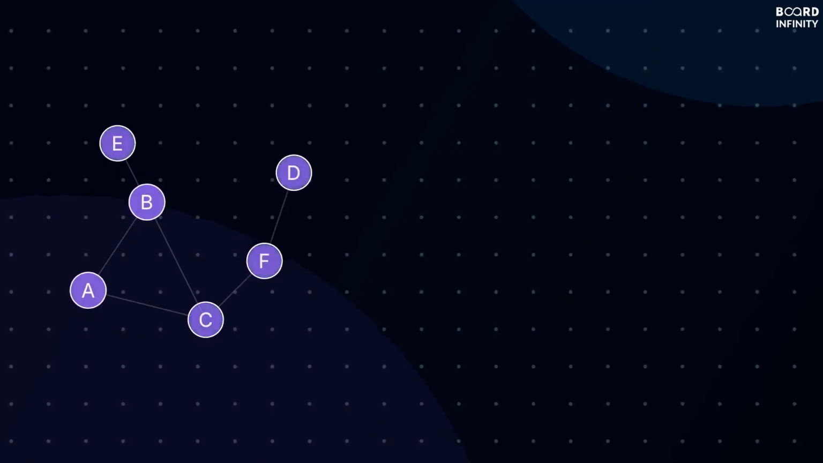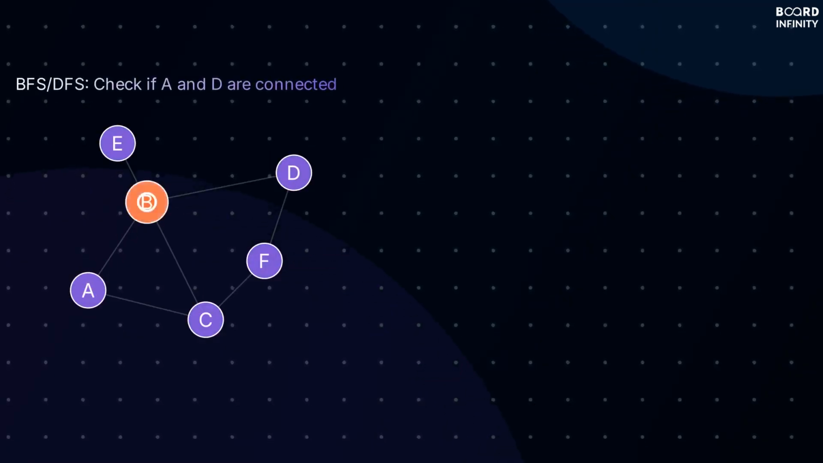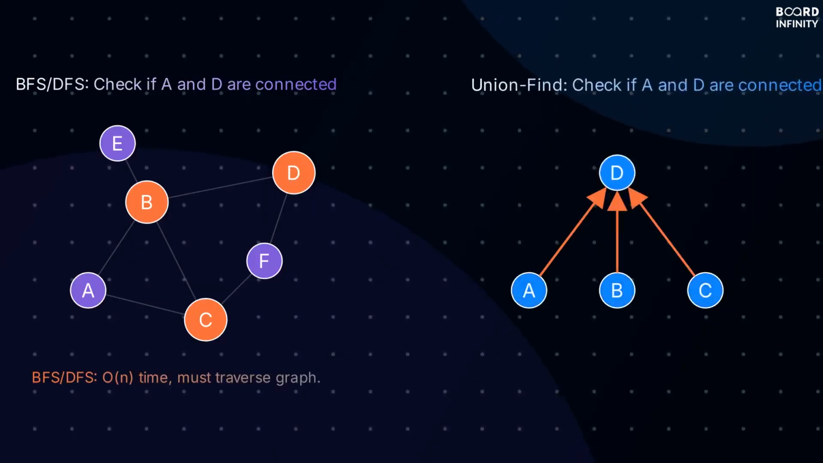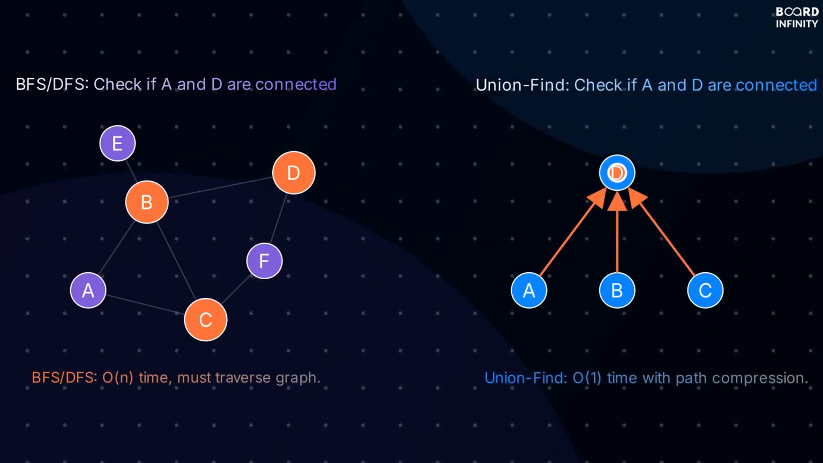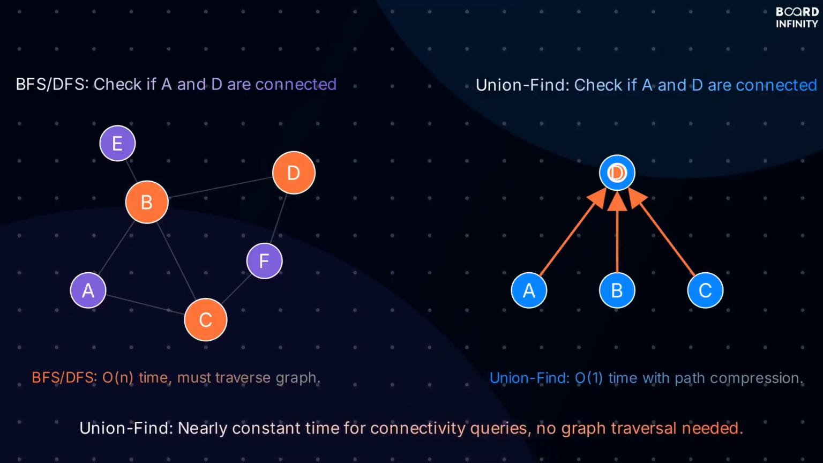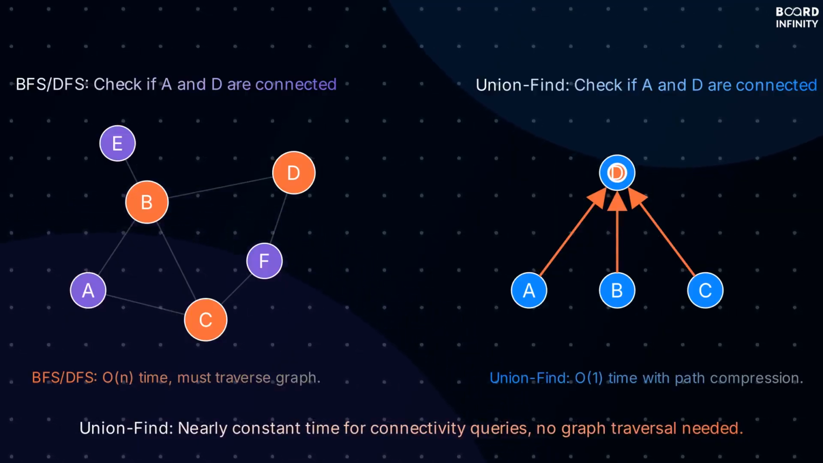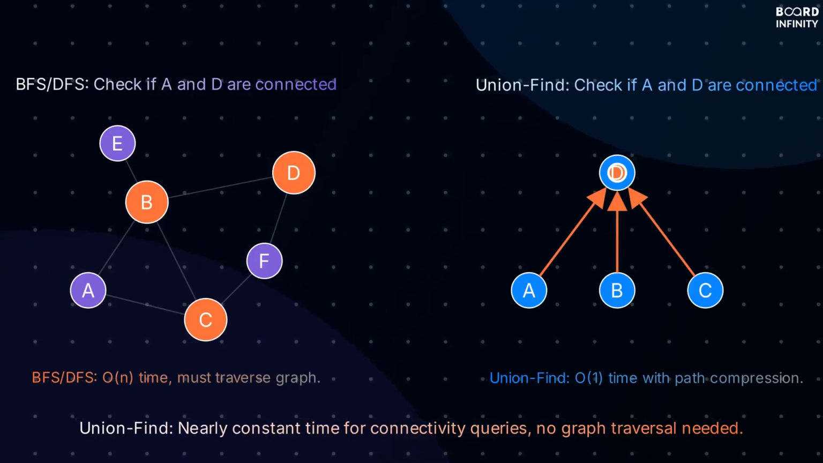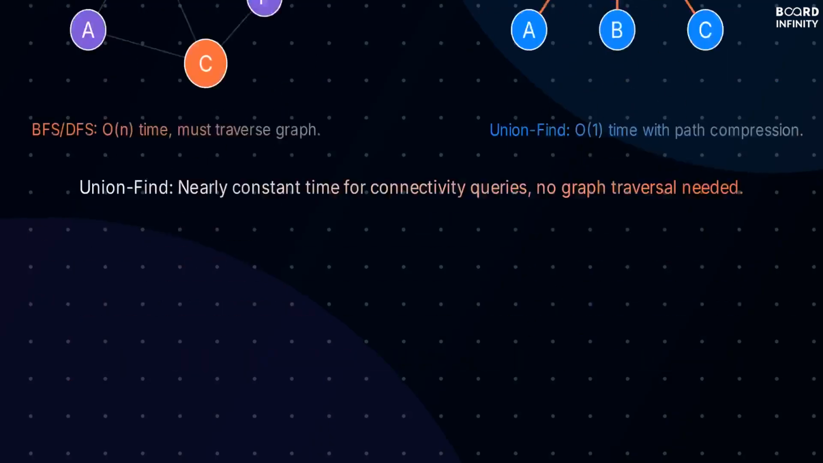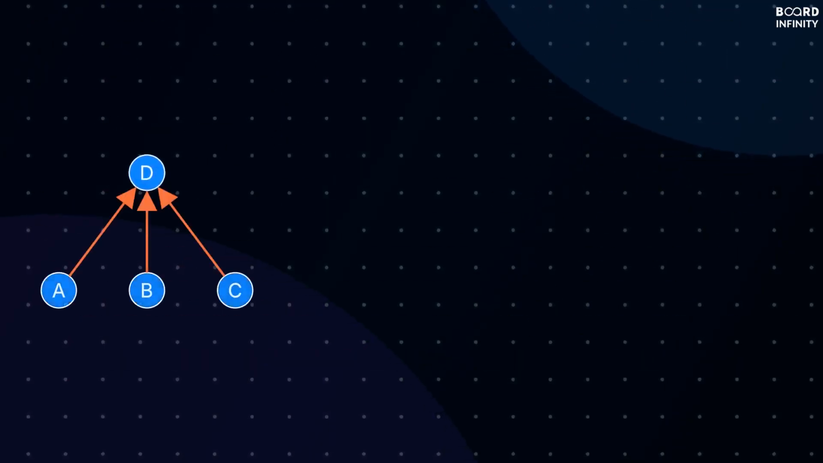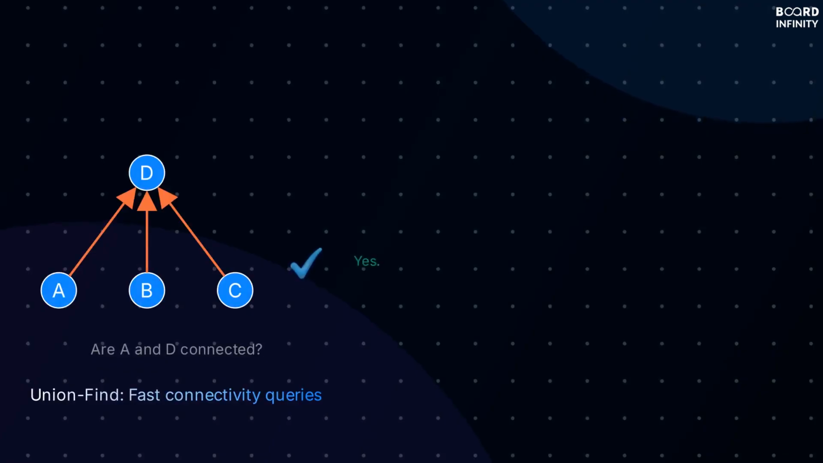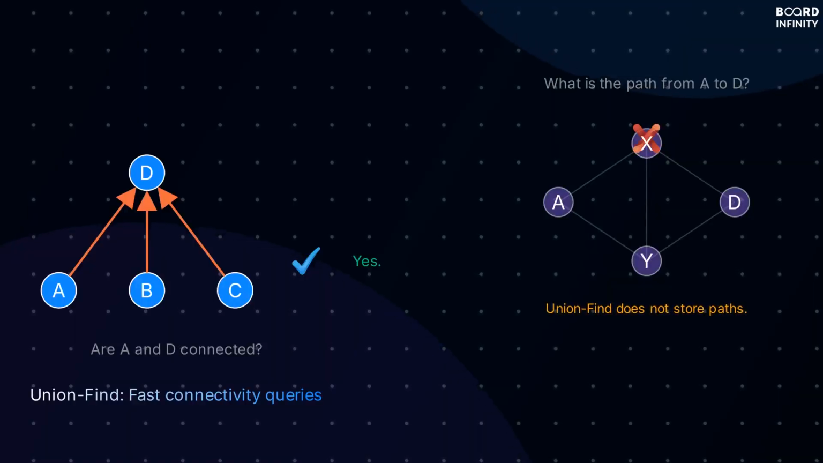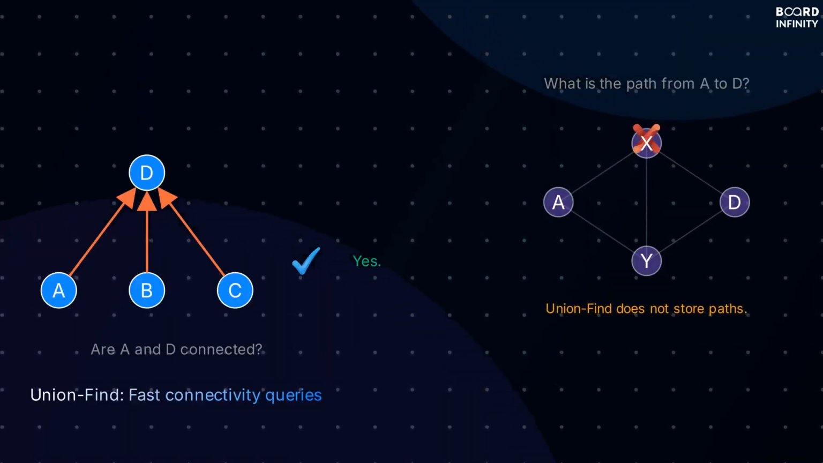Without union find, checking if two elements are connected requires traversing the entire graph with breadth-first search or depth-first search, which takes O(n) time. As you can see, union find provides a significantly faster, nearly constant time solution for connectivity queries, without needing to traverse the entire graph. Union find is used in network systems to detect clusters, in social networks to find friend groups, and in distributed systems to track which servers are in the same cluster.